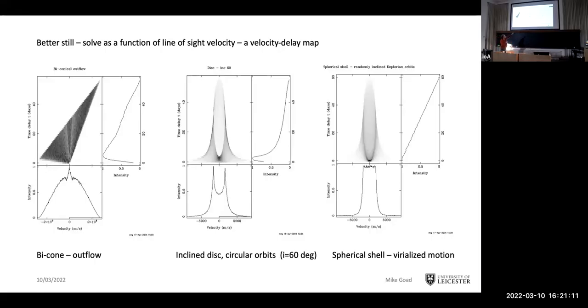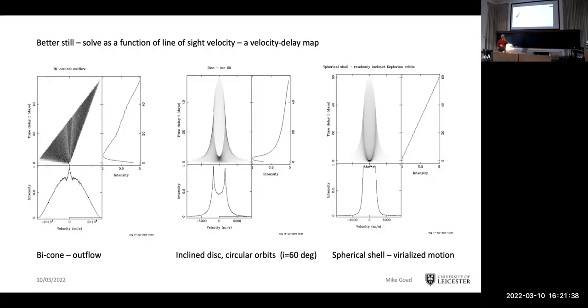This in the middle here is a disk which is inclined at 60 degrees, and so you tend to see these ellipses. As you change the inclination of the disk, those ellipses move to larger delays. So disk-shaped BLRs tend to produce double-horned profiles, and on the right we have a spherical shell with gas on random orbits, so virialized motion essentially.